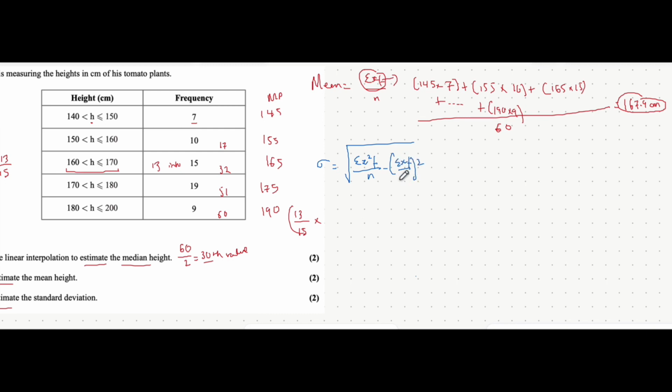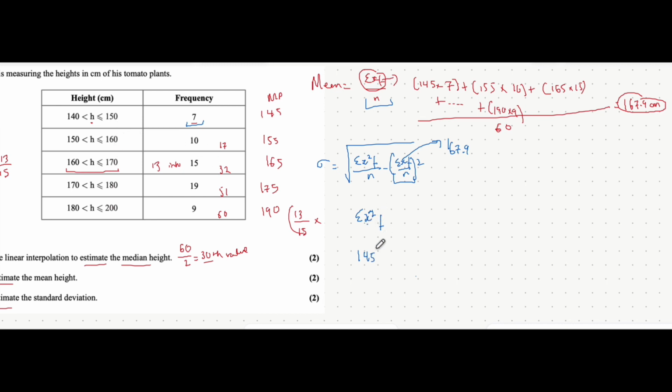You might notice that this is similar to what we just did, finding the mean, and it's the same. So we can say that this whole bracket here can be replaced with the mean of 167.9. How do we find sum of x squared f? That's what most students struggle with. Like I mentioned, the x is the value of the height, but we don't know where all 7 frequencies lie, so we estimate that they all lie at the midpoint 145. So we use x as 145 for that interval, and we use that as the midpoint of each individual interval.